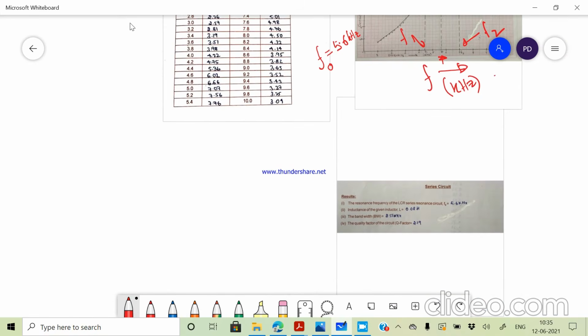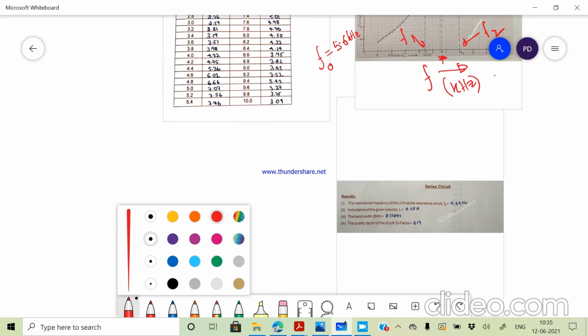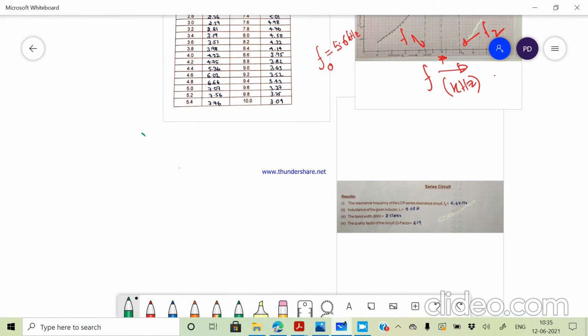You have to find 5 parameters. The first one is the resonance frequency. The resonance frequency is 5.6 kilohertz. The next one is the unknown inductance of the unknown inductor.